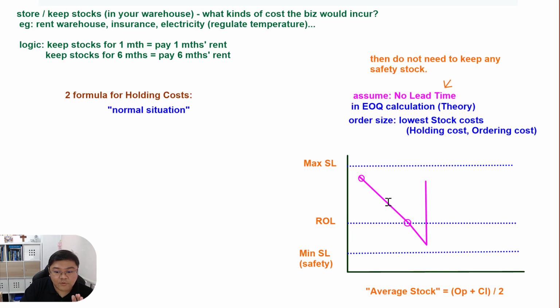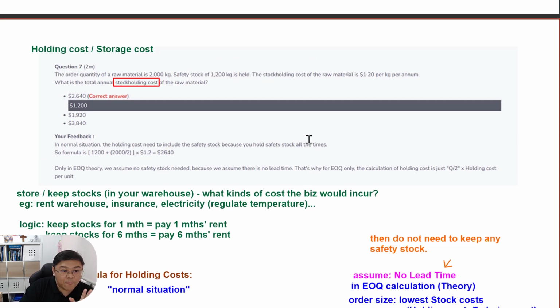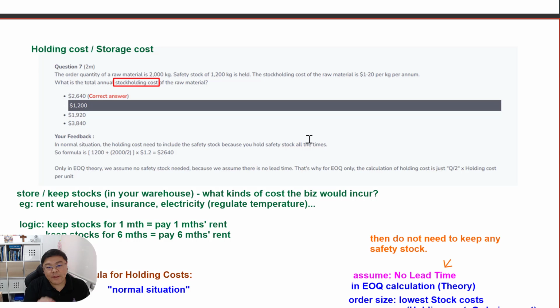So that will always be the formula for average stocks. We go back to this particular question, and let me explain why in the EOQ formula, whenever we calculate holding costs, we take Q divided by 2. The reason is that the order quantity is the quantity that you're going to get, and every time you will sell until it comes to 0. That's why the opening, the highest quantity, is your Q, and the lowest quantity is 0. That's why it's Q divided by 2. You don't have to take Q plus 0. So you straight away take Q divided by 2, then multiply by the holding cost per unit.